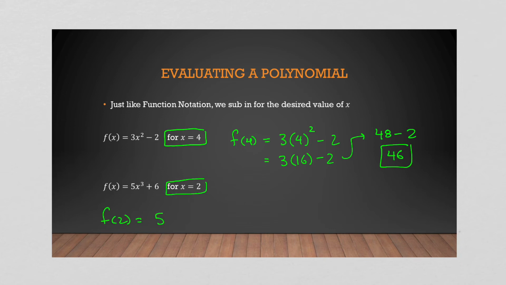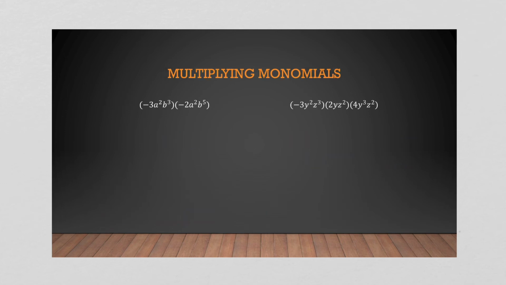For the next one, I'm subbing in x equals 2, so my function notation would become f of 2, and I'd get 5 times 2 cubed plus 6, which is 5 times 8 plus 6, so 40 plus 6, so again, 46. Coincidence, 2 different functions, but we can evaluate a polynomial at any given value of x. And remember, that is my input, and it kicks me out an output. As you get into graphing, that'll make a whole lot more sense for you.